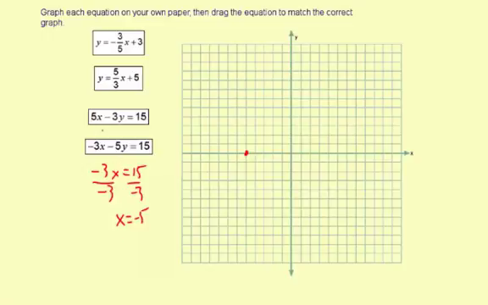Now I'm going to figure out the y-intercept, put in a 0 or ignore the x. Negative 5y equals 15. Divide by negative 5. y equals negative 3. So I'm going to put a point on y equals negative 3. There's the y-intercept. Now the graph of the line is going to go through these 2 points. So it goes that way, and that way, something like that. Okay, so there's the graph of negative 3x minus 5y equals 15.